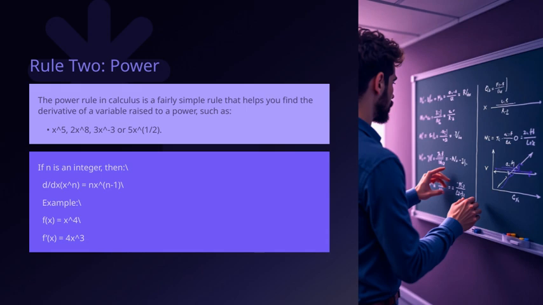So whether the exponent is positive, negative, or fractional, as long as it's a real number, this rule helps us quickly compute the derivative without much hassle. It's a fundamental part of mastering calculus, especially when dealing with polynomial functions or other power functions.